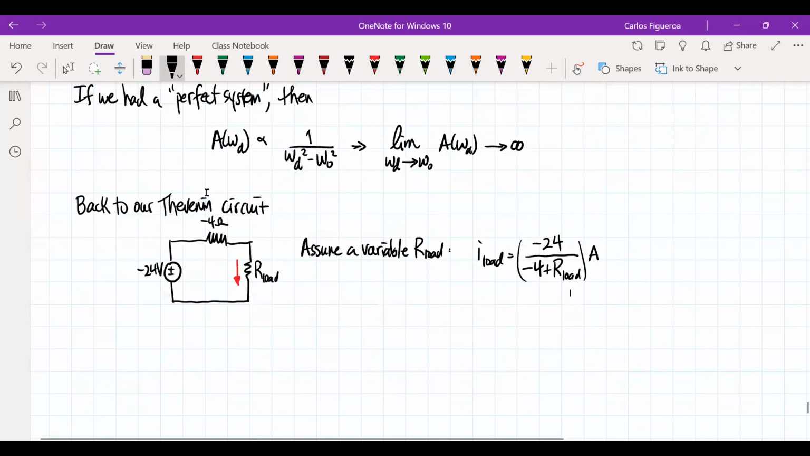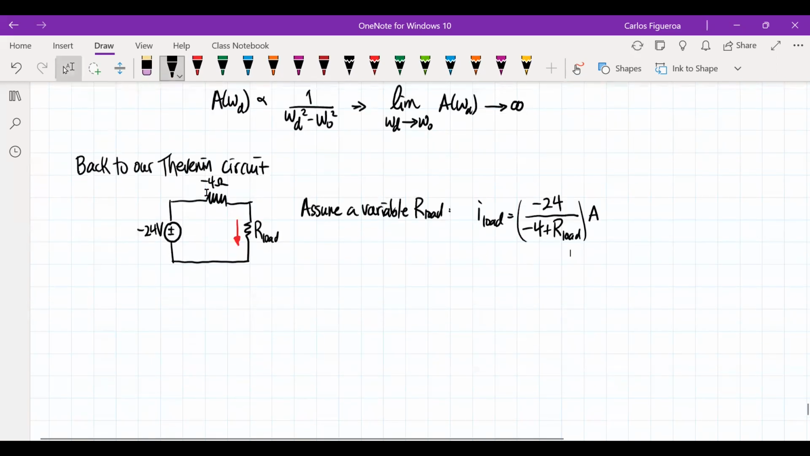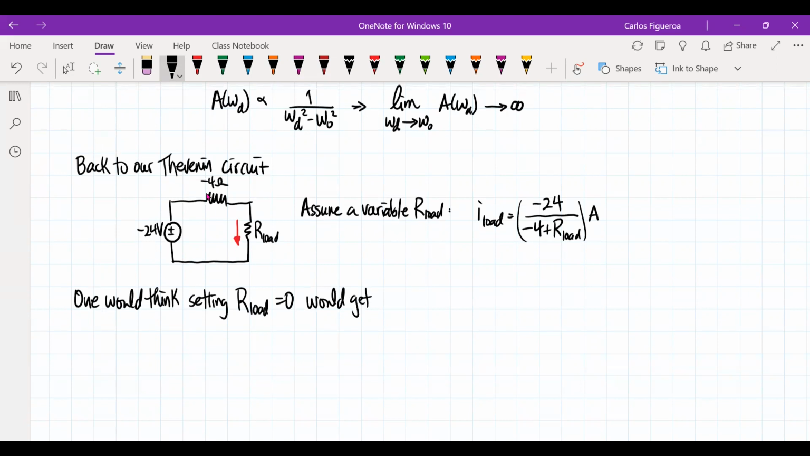Now, what's really strange about the circuit here, one would think setting our load equal to 0 would get max current. This is an incorrect assumption. Now, again, I PSpice this thing.